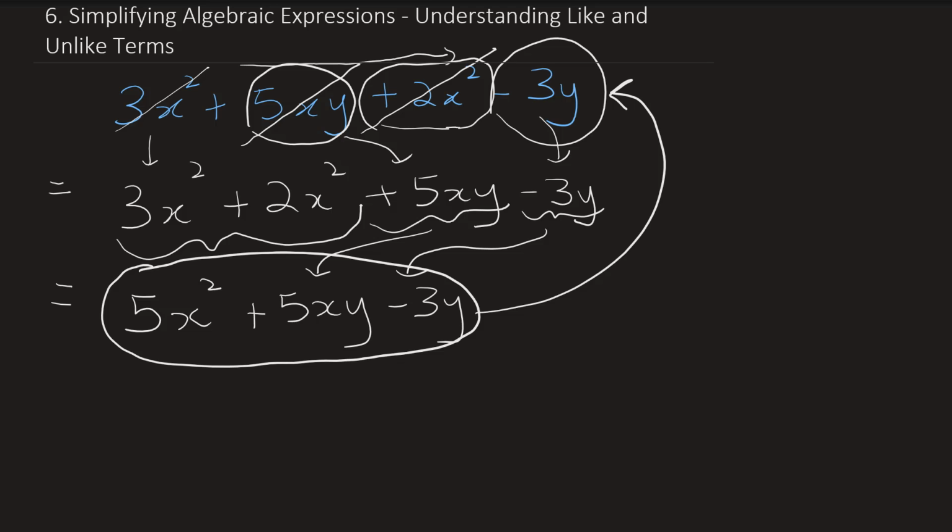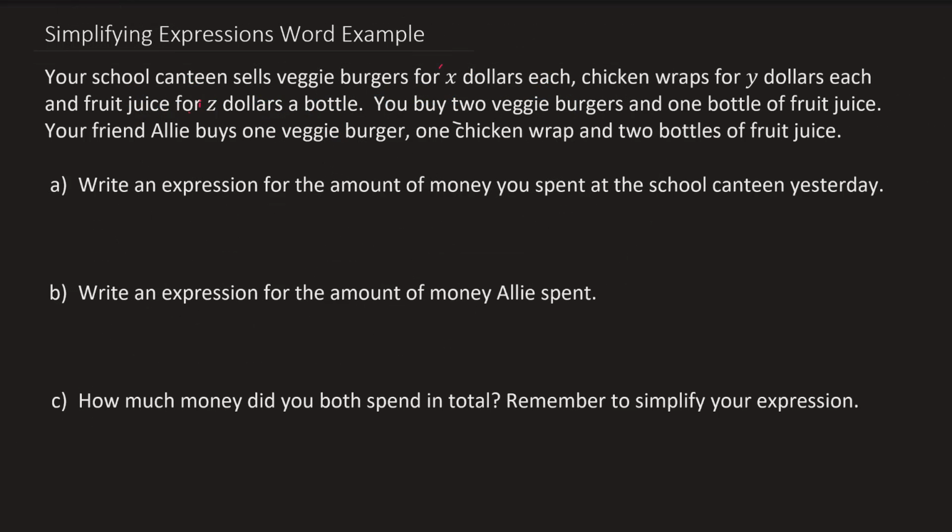Now let's take a look at a word example. Your school canteen sells veggie burgers for X dollars each. I'm just going to circle this while we read because I think that's going to be important for us. Chicken wraps for Y dollars each, and fruit juice for Z dollars a bottle. You buy 2 veggie burgers, 1 bottle of fruit juice. Your friend Ali buys 1 veggie burger, 1 chicken wrap, and 2 bottles of fruit juice.